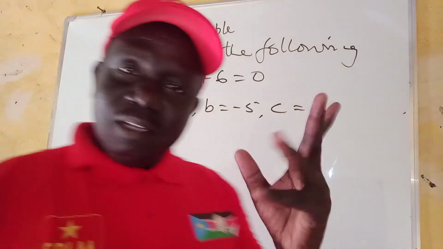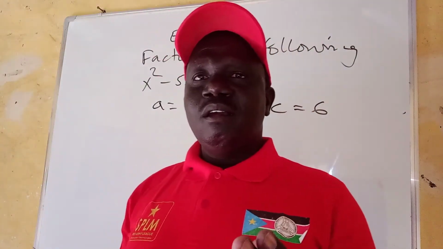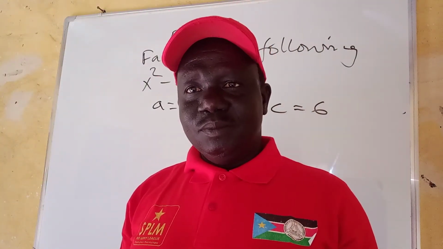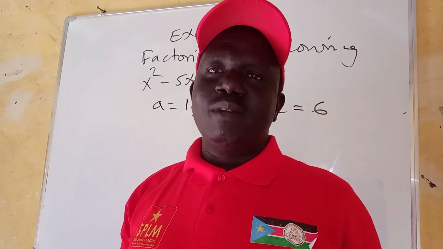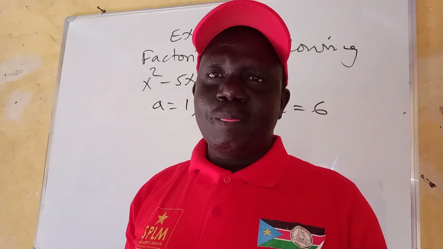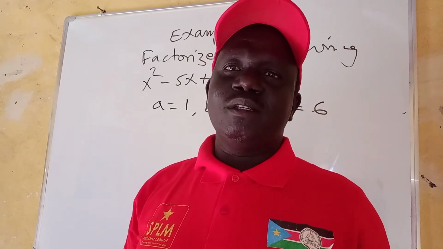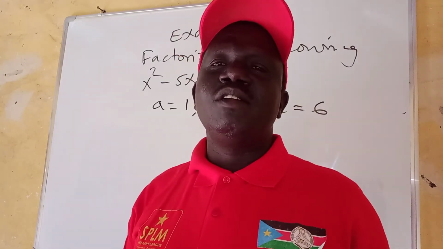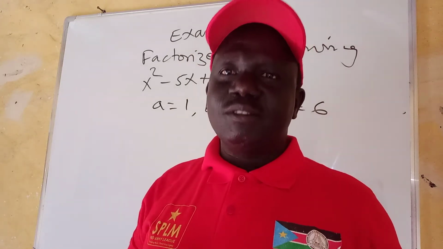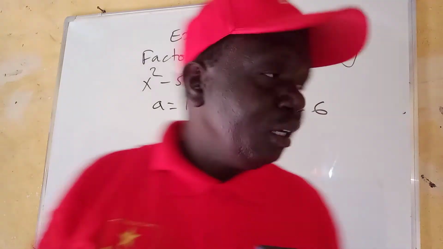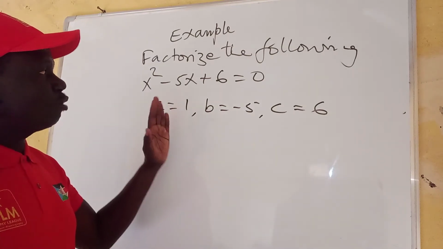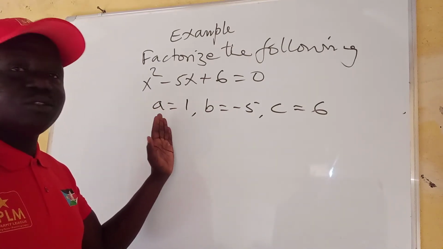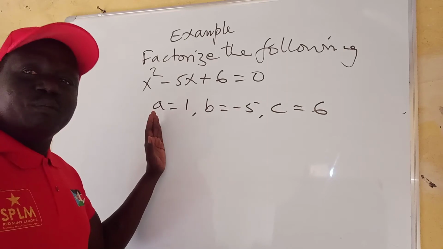Now, of the three methods we have just mentioned, the easiest one to remember is the formula method. But the completing the square method and the factorization method are not easy to remember because there are some steps to follow. Now, to solve this, let us use the completing the square method.